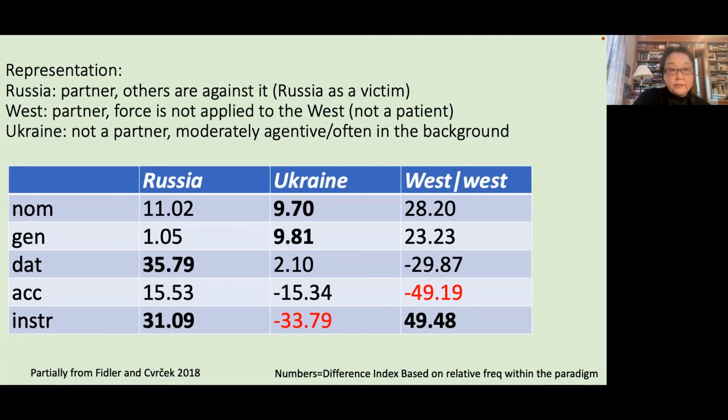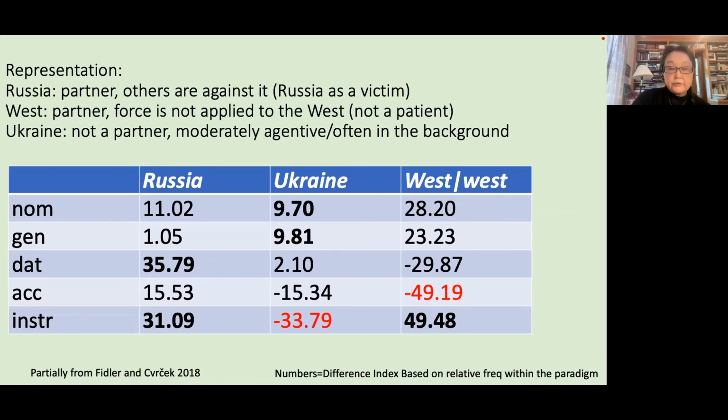Russia tends to occur in the dative case. It's very strongly, prominently represented as a victim, and as a partner, almost equally so. West is very weakly represented as some patient of an action. It is strong as an instrumental case and as a partner. And you see that the nominative and genitive are also moderately prominent.